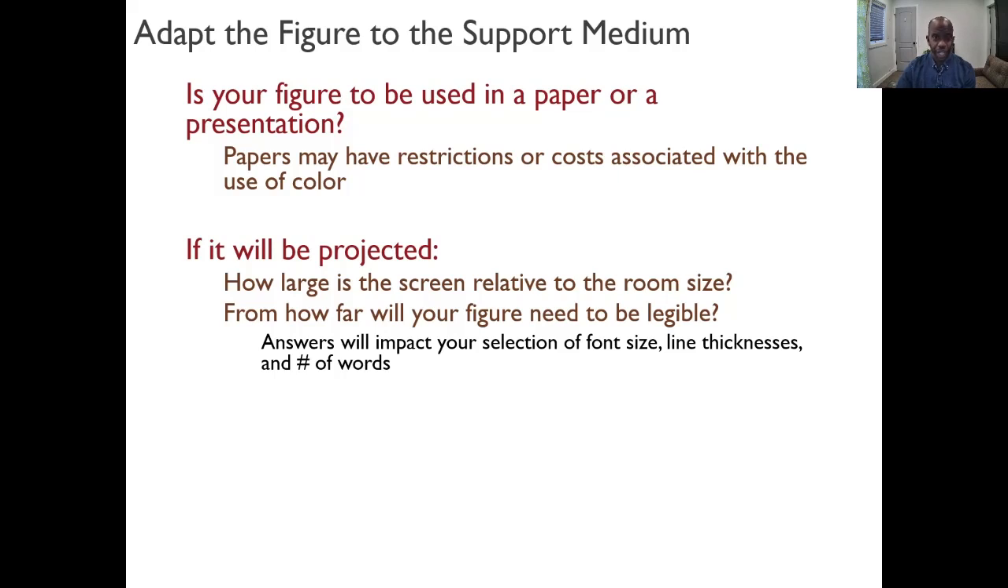Now, if your figure is going to be projected on a screen, you want to have some sense of how large the screen will be relative to the room, right? So if I have a laptop and I'm trying to show just my laptop screen to a room of 100 people, the figure needs to take up most of the screen, right? The font needs to be really huge so people can see it. Conversely, if I have a screen that's the size of the room and there are only 15 people and the room is small, then they'll be able to see much more detail on the screen. So this information should really affect the font sizes you use, line thicknesses, number of words, and so on.